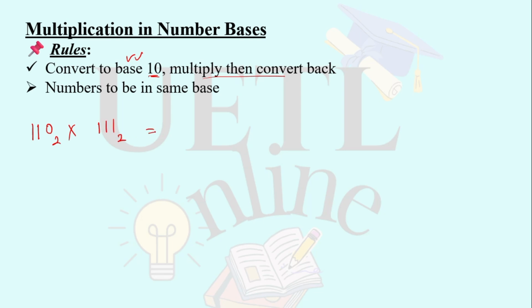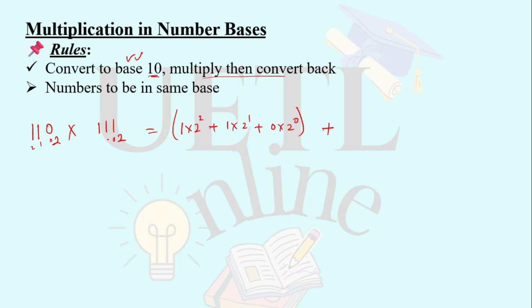Okay, so the first thing is you have to convert these to base 10. Let's convert this one. We write 0, 1, 2. So what do you do here? You just have to say 1 multiplied by 2 to the power 2, plus 1 multiplied by 2 to the power 1, plus 0 multiplied by 2 to the power 0. So this is the first one. We are converting it to base 10. Then we say plus.